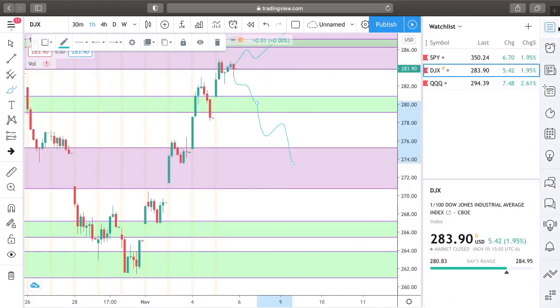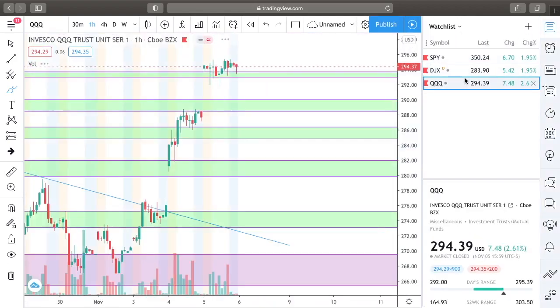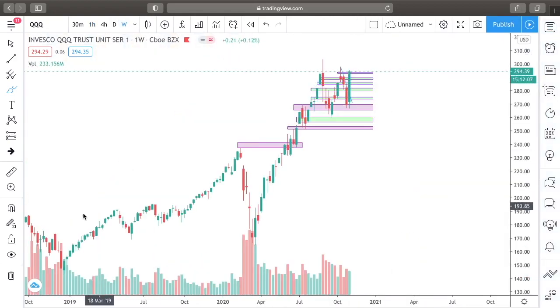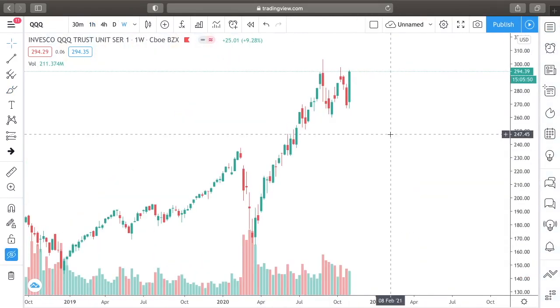The next index that we'll be taking a look at is the Nasdaq. So we'll move on to the weekly time frame and work our way down from there. So we'll clear the technicals too. Okay, so this is the weekly time frame for the Nasdaq. The price chart for the Nasdaq is also very similar to the price chart for the S&P 500 and the Dow Jones.